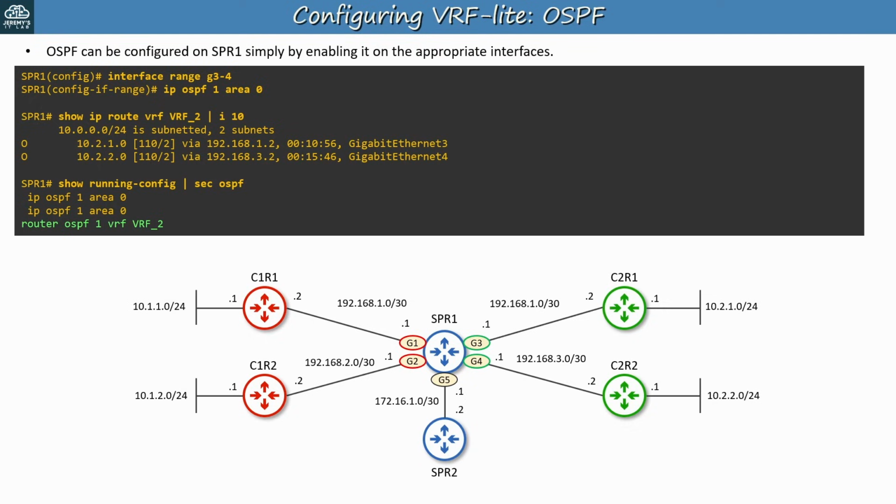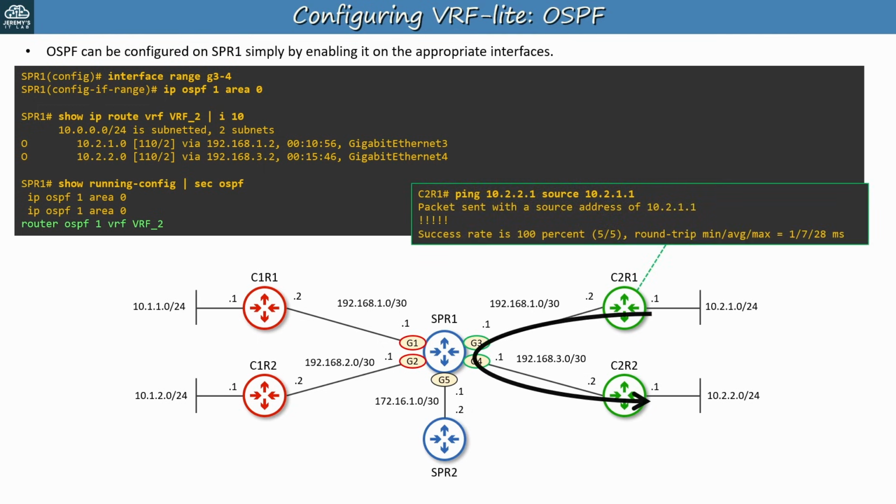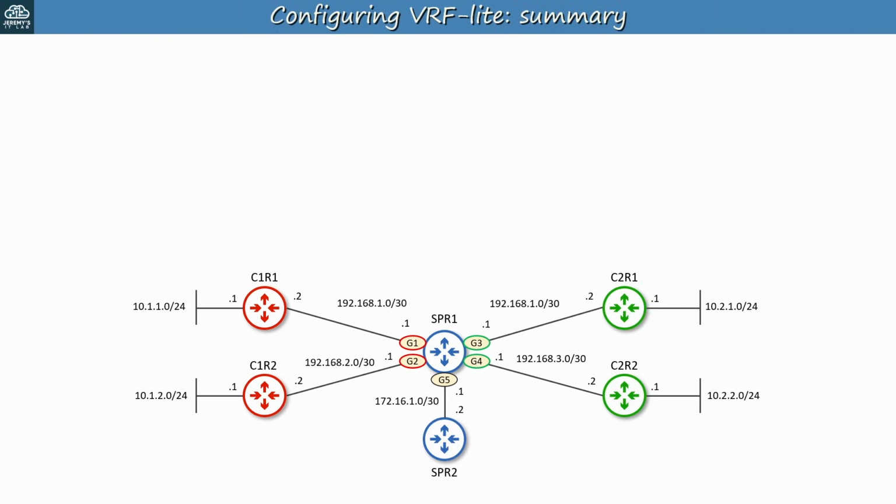So now we should have connectivity between C2R1 and R2's LANs. Let's try with a ping. On C2R1, I did ping 10.2.2.1, source 10.2.1.1, a ping from C2R1's LAN to C2R2's LAN. And the ping worked. We now have connectivity between customer 2's sites. So our VRF-lite configuration is done.